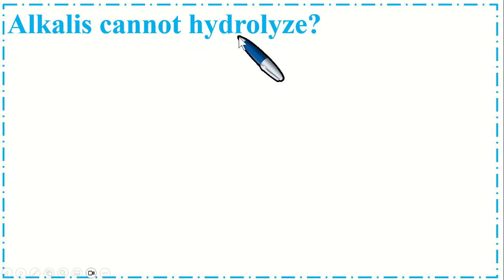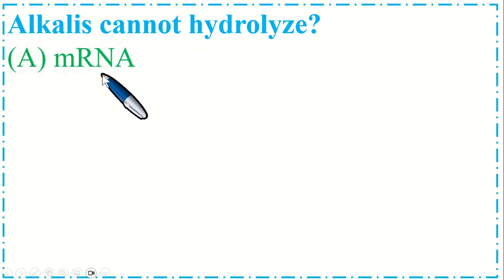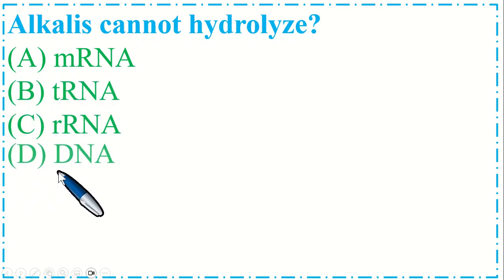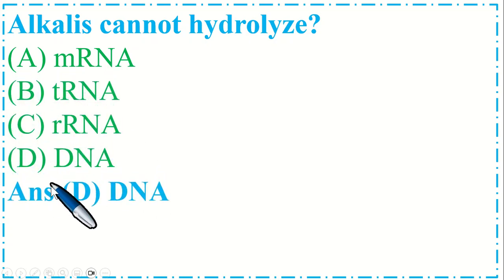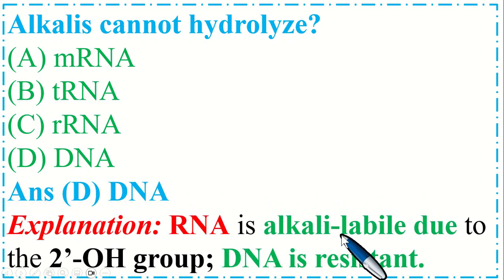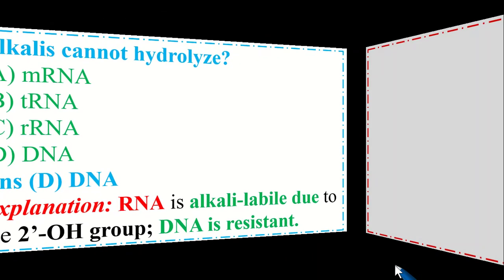Which cannot be hydrolyzed by alkalis? Option A, mRNA; B, tRNA; C, rRNA; and option D, DNA. So the correct option is D, DNA. RNA is alkali labile due to the 2' hydroxyl group. DNA is resistant.